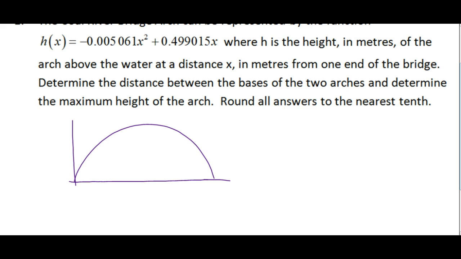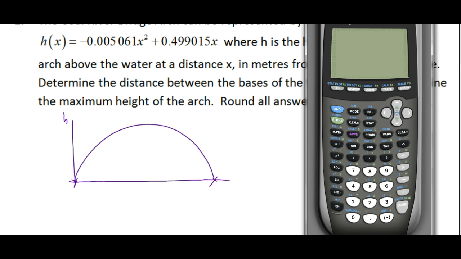So the h is the height in meters. This will be h, which we're going to use as y, and x, and that's above the water, right? So the water is somewhere down here, and this is the bed of the road or whatever, and there's the arch of the bridge. And determine the distance between the bases of the arch. So we can graph this.